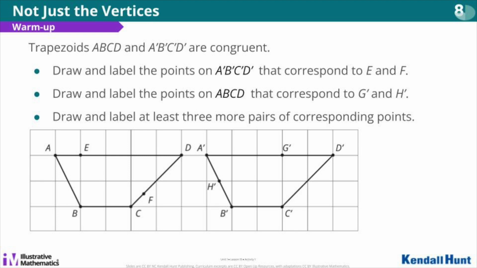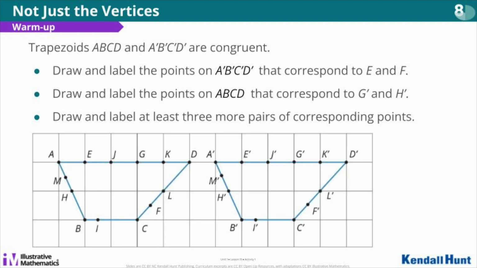Trapezoids ABCD and A', B', C', D' are congruent. Draw and label the points on A', B', C', D' that correspond to E and F. Draw and label the points on ABCD that correspond to G' and H'. Draw and label at least 3 more pairs of corresponding points. What strategies did you use to mark the corresponding points?